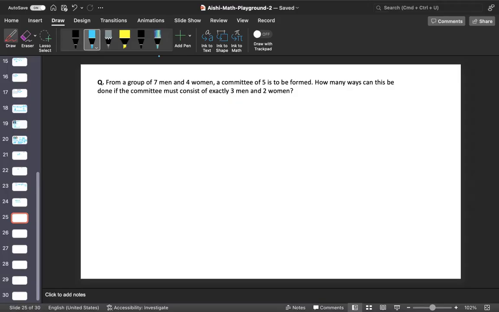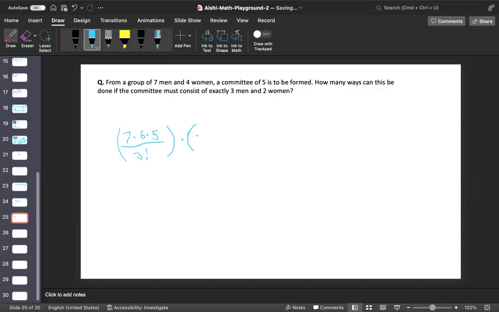Okay, so we have 7 men to choose 3 men from. For the first man, we have 7 choices. For each of the 7 choices, we have 6 choices, times 5, divided by 3 factorial. Since don't forget this is combinations, we're dividing by 3 factorial because the 3 men can arrange between themselves in 3 factorial ways.